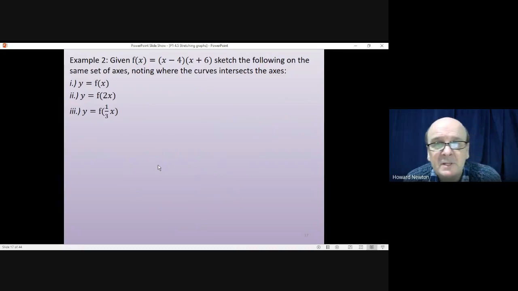Okay, second example, it's another quadratic. Have a go at sketching the quadratic, and then try and sketch f of 2x and f of 1/3 x. Have a go yourself, pause the video, and come back to me when you're ready.